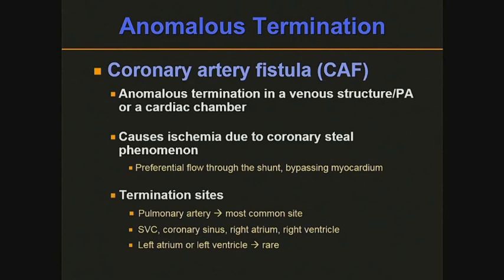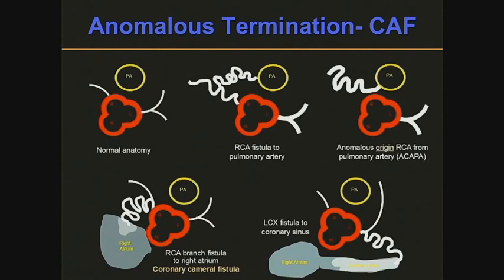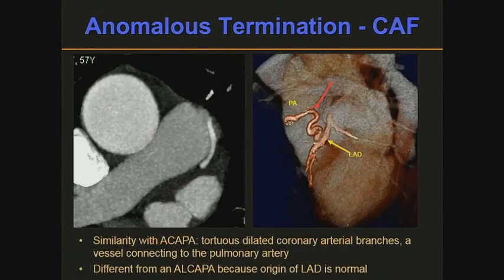The most common termination site is the pulmonary artery, but it could go into the superior vena cava, coronary sinus, right atrium, right ventricle, and very rarely into the left-sided chambers, left atrium and left ventricle. When that happens, you tend to see a very tortuous vessel terminating into a structure, and wherever it terminates there's going to be a blush of contrast, because that area was a little washed out by the saline we get. Here's the coronary sinus. Here's an example of a fistulous connection.